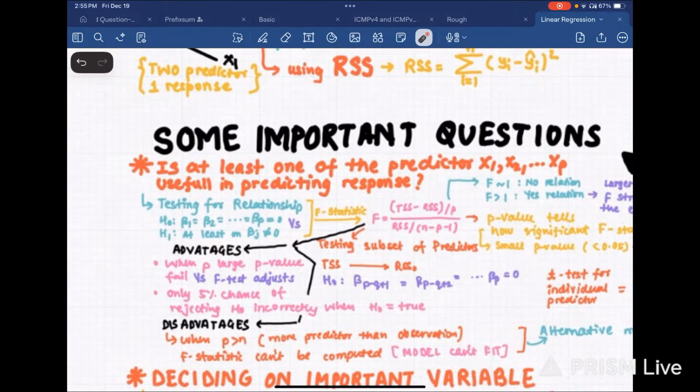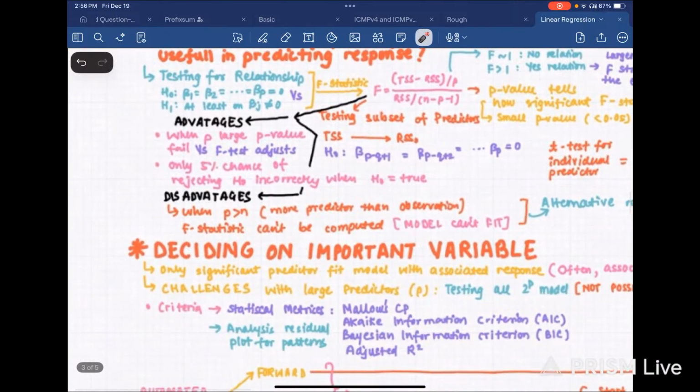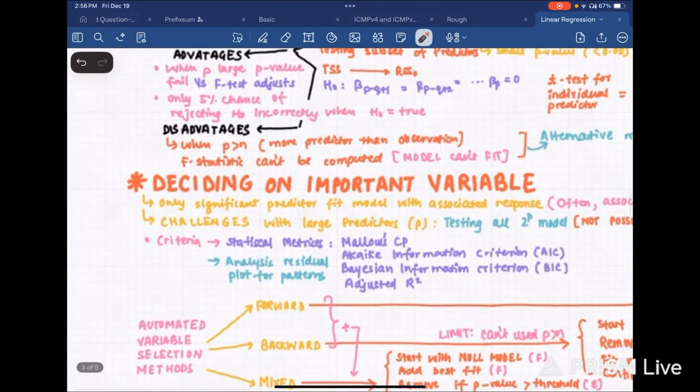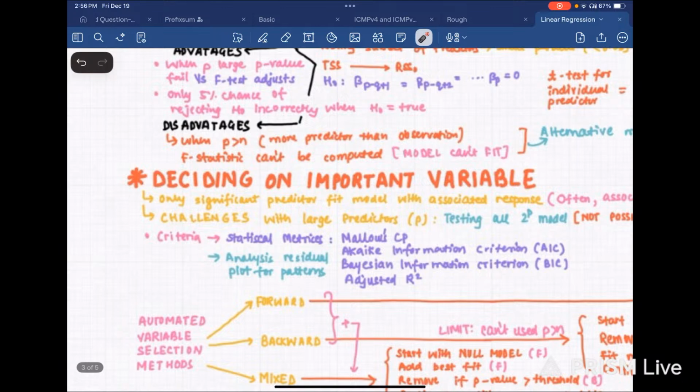If we look again at the F statistic we have taken, there are advantages and disadvantages. The advantage is when there are many predictors and p values fail, the F test is adjusted. P values fail with large numbers of predictors, and the F statistic handles that, with only a 5% chance of incorrectly rejecting when H0 is true. The disadvantage is that when p is greater than n, with more predictors than observations, the F statistic cannot be computed and the model cannot be fit.